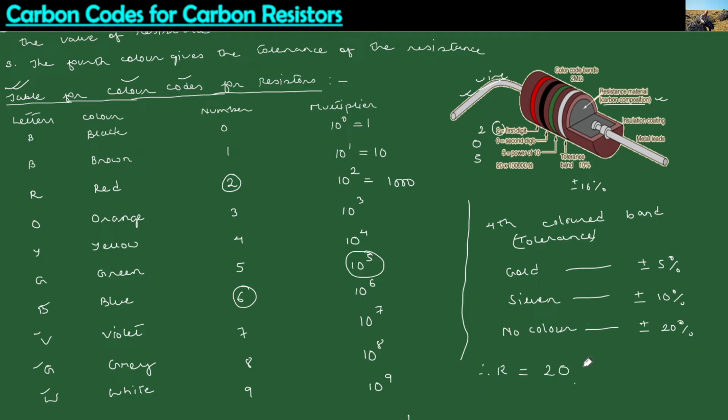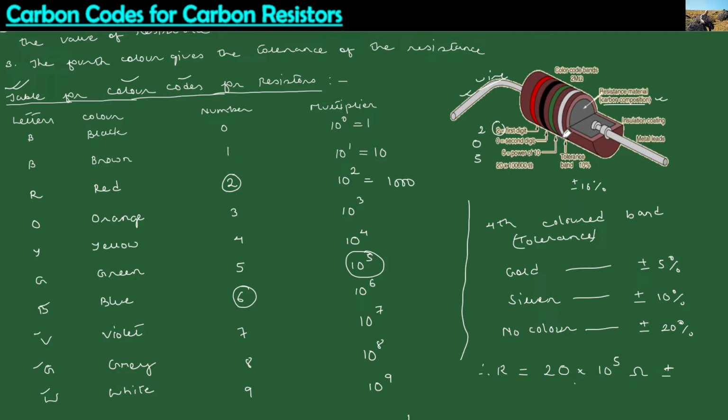Then the third color band indicates the multiplier. What is the color of the third band? Green. Since it is a multiplier, green will be 10 to the power 5. So we put here 10 to the power 5, then ohms. Then what is the tolerance?